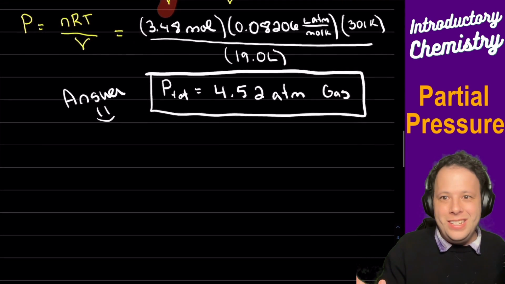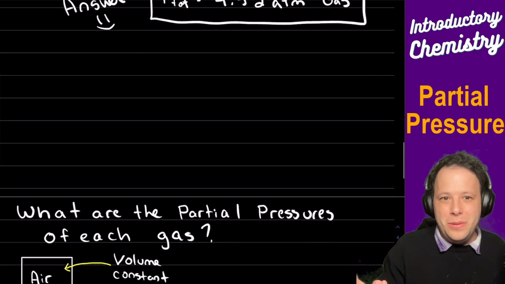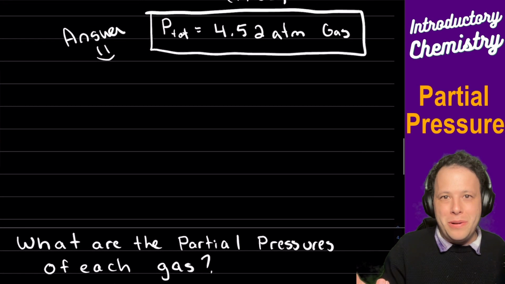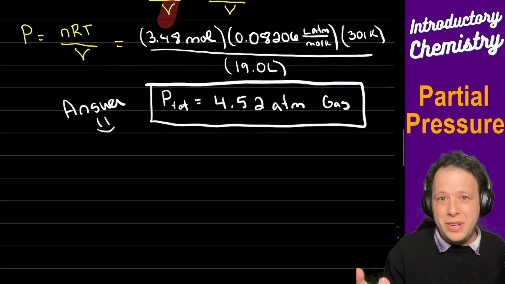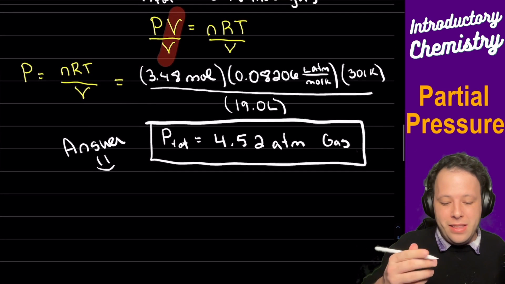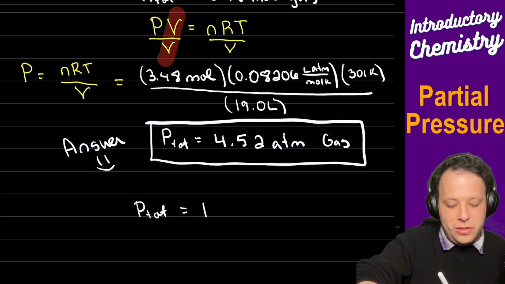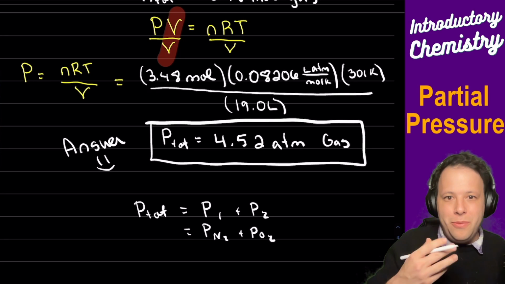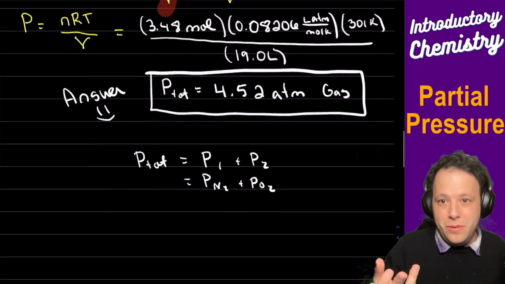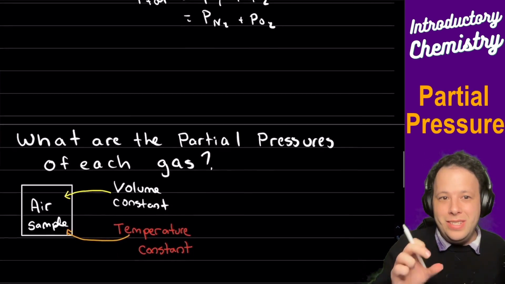Now, what else can you do with this? Well, what if I asked you what is the partial pressure of each gas? Can we do that? Can we actually figure out the individuals, right? So the total pressure is equal to the pressure of each of the gases combined. So in this case, it's P1 plus P2, aka nitrogen and oxygen. Can we figure out the individual gases? Well, we can. So I'm going to go into a little derivation for ourselves.